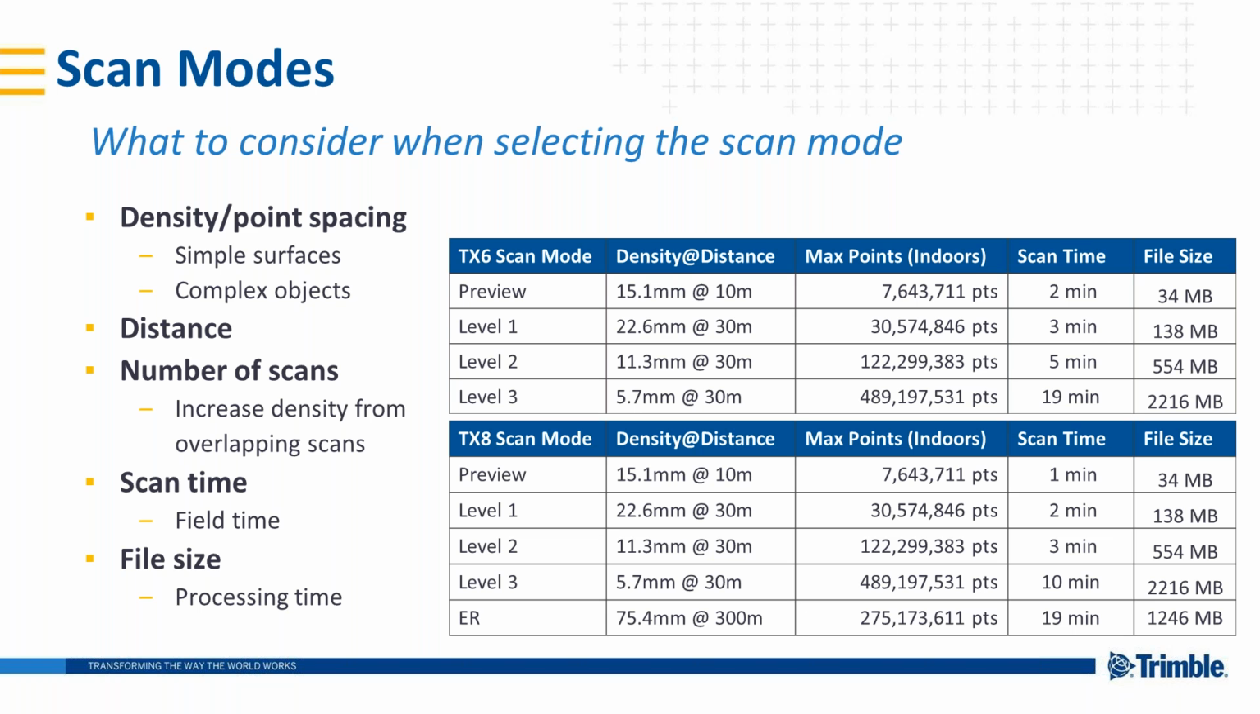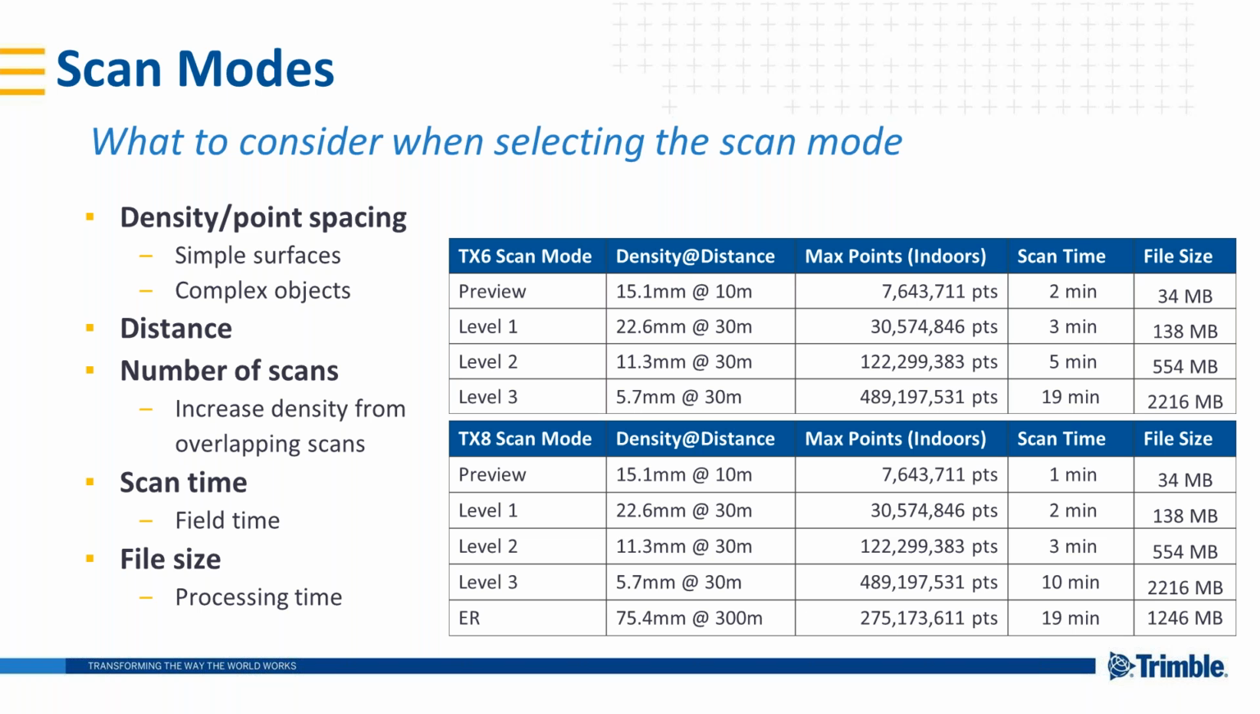The scan mode you choose should have sufficient density or point spacing for your application, whether you're scanning simple surfaces like walls and buildings, or more complex objects like valves and piping in plants.